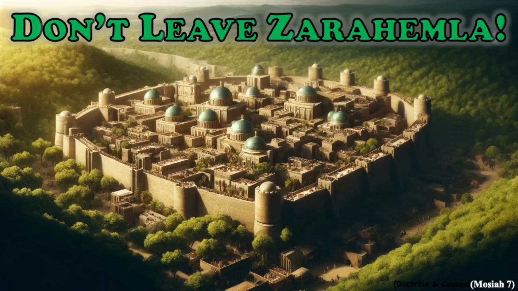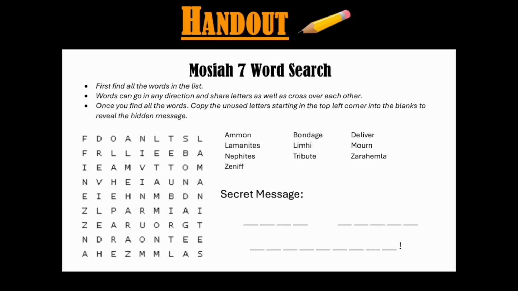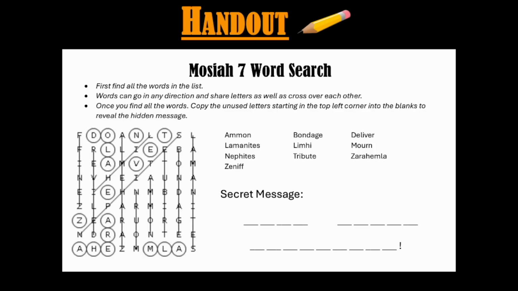One additional activity that you could do with this particular lesson is this handout. It's just a brief one, something simple, but it's a word search, but also a secret message activity. The challenge is to find all of the indicated words and then circle the letters that are left over or weren't a part of any of the words and enter them into the spaces below. When this is done, the secret message reveals itself. The solution to this puzzle is our big message, right? Don't leave Zarahemla. You see how that works? That could work really well with the family or with the youth.